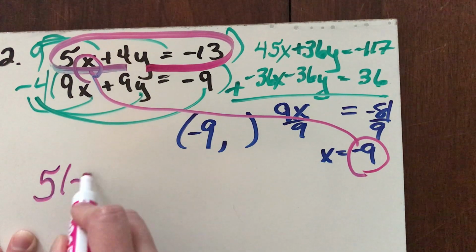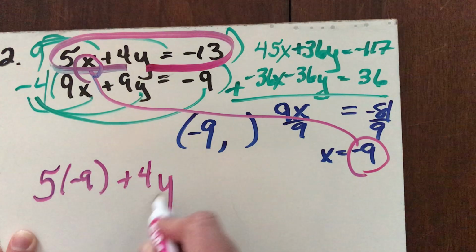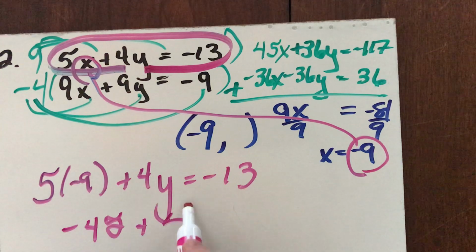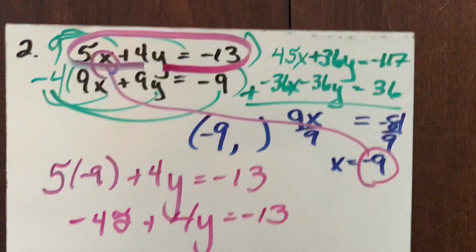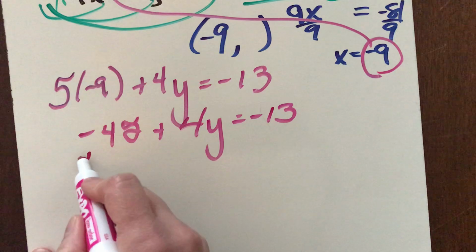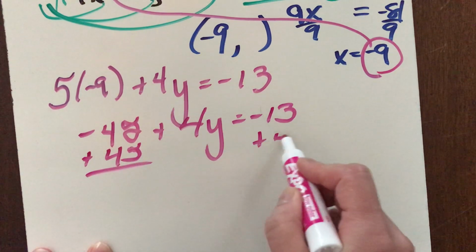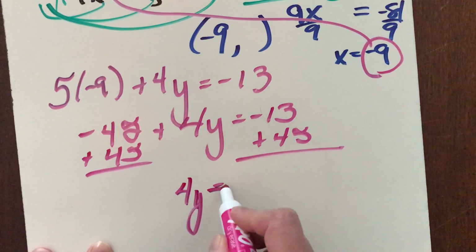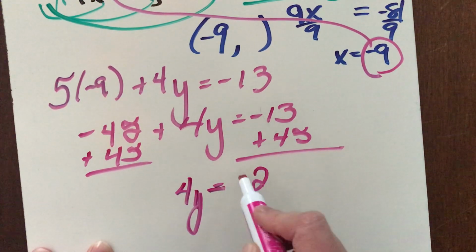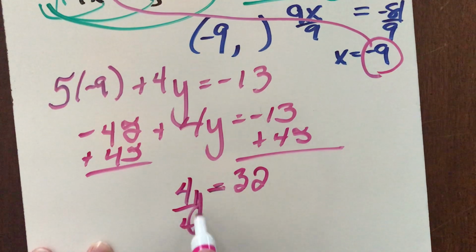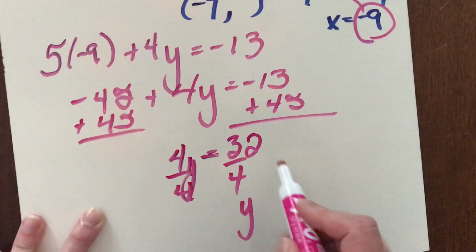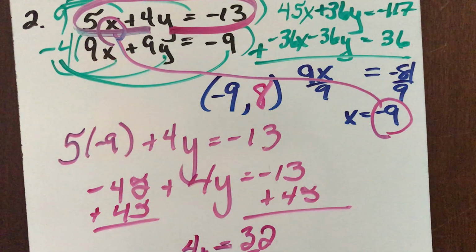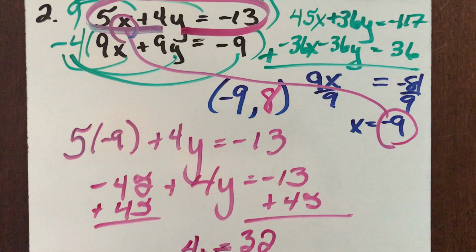So we have 5 times negative 9 plus 4y equals negative 13. Negative 45 plus 4y is equal to negative 13. Now to solve for 4y, I'm going to undo the subtraction, so I'm going to add 45 to the other side. So I get 4y equals 32. I'm going to divide by 4, and y is going to be 8. So my point of intersection is negative 9, 8. Now you can go back and check that one if you want to.